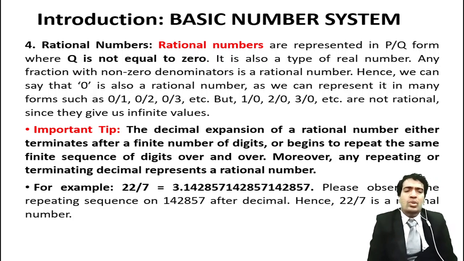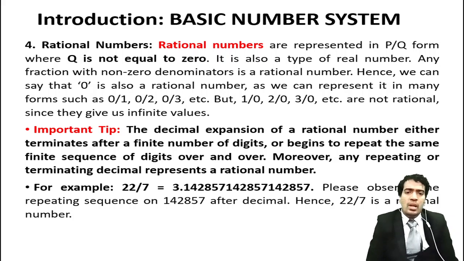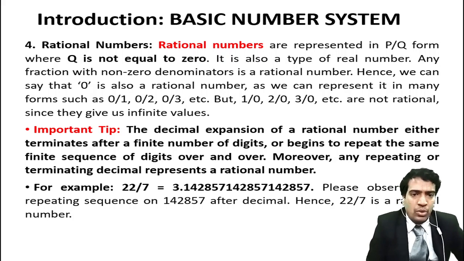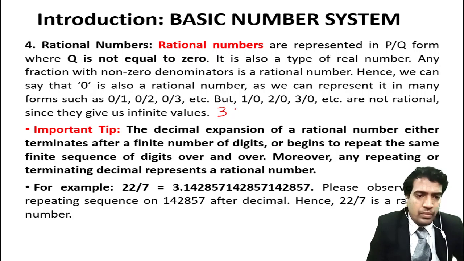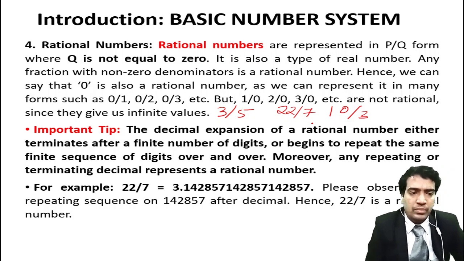It is also a type of real number. We'll look at what real numbers are. So any fractional number, say if you take the example of 3 by 5, this is a rational number. You take 22 by 7, this is a rational number. You take 10 by 3, this is a rational number.